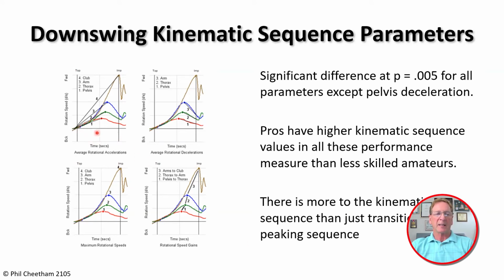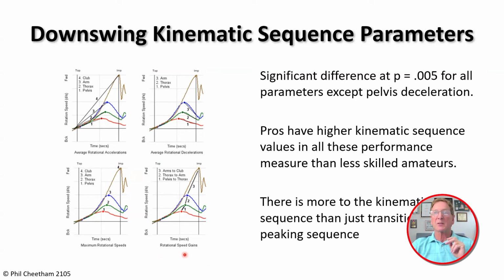We looked at the acceleration of the pelvis, thorax, arm, and club by getting the slope of the curve. We looked at the deceleration by looking at the slope of the curve on the downslope before impact. We also looked at the maximum rotation speeds. What was the maximum pelvis speed? What was the maximum thorax speed? What was the maximum lead arm speed? And of course, club speed. Now, one point to remember, this is angular, so these are in degrees per second. It's not club head speed in miles per hour.